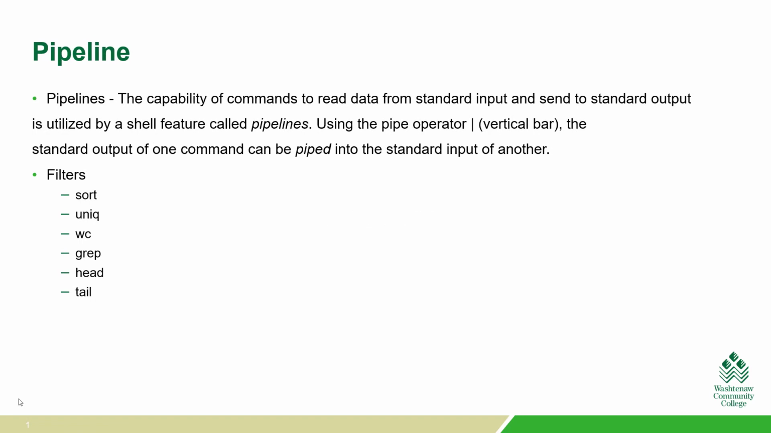So to summarize, we looked at pipelines and how to write them. It's really pretty easy. We just combine commands, taking multiple commands and separating them by the pipe character, which is the key just above the enter key. And for some of the filters that we have, we looked at sort, unique, WC for word count, grep, head, and tail.